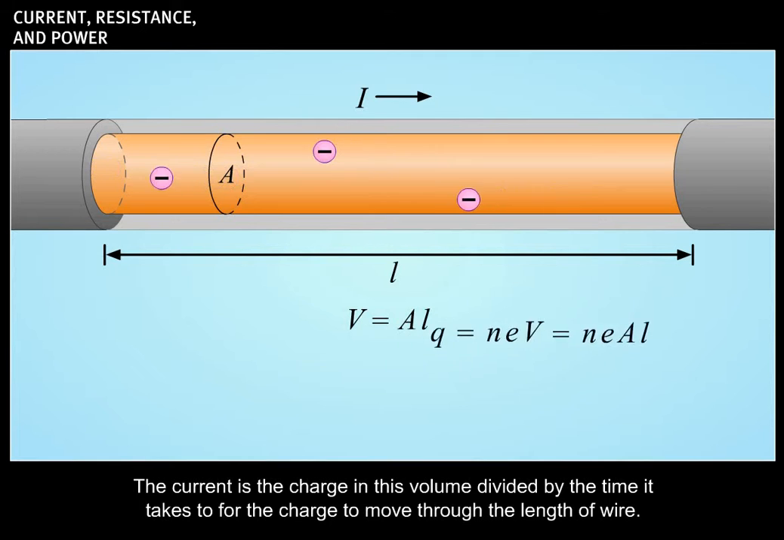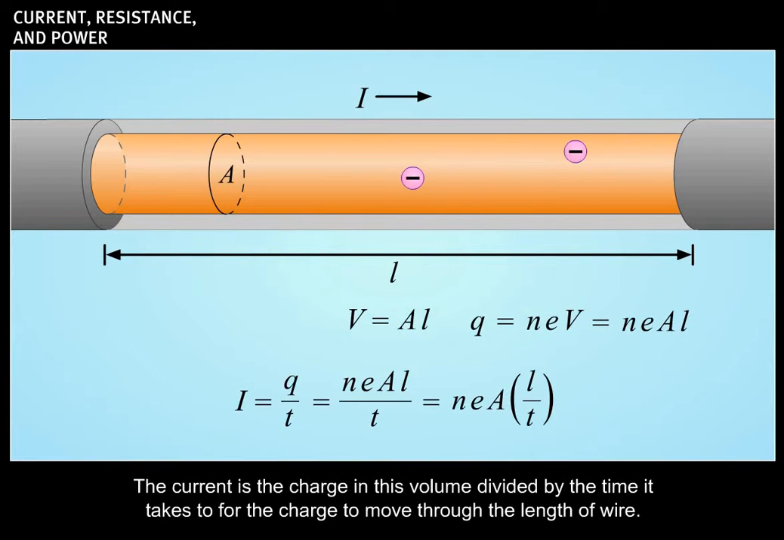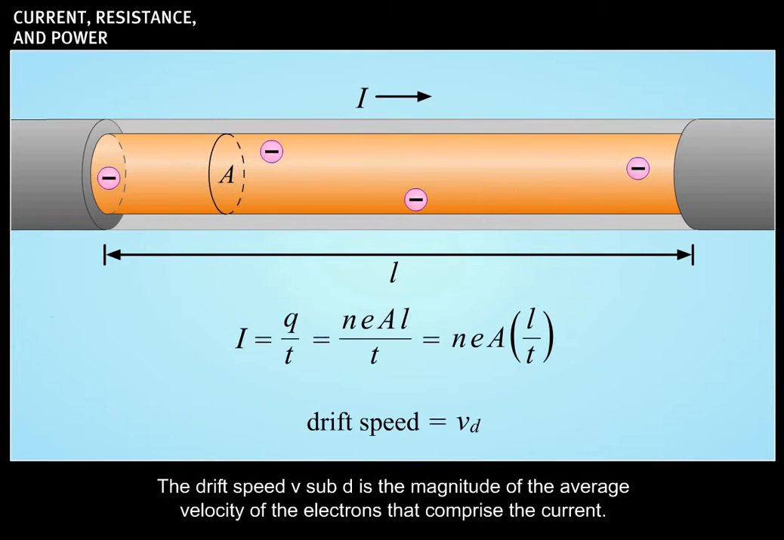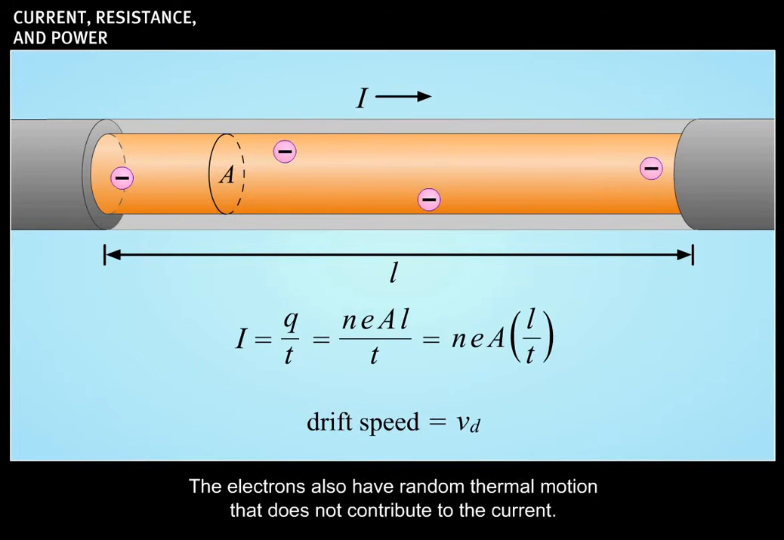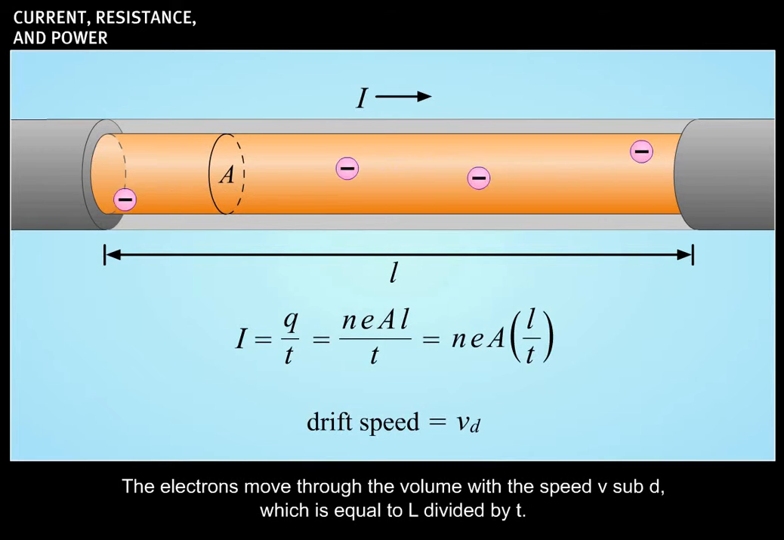The current is the charge in this volume divided by the time it takes for the charge to move through the length of the wire. The drift speed v sub d is the magnitude of the average velocity of the electrons that comprise the current. The electrons also have random thermal motion that does not contribute to the current. The electrons move through the volume with the speed v sub d, which is equal to L divided by T.